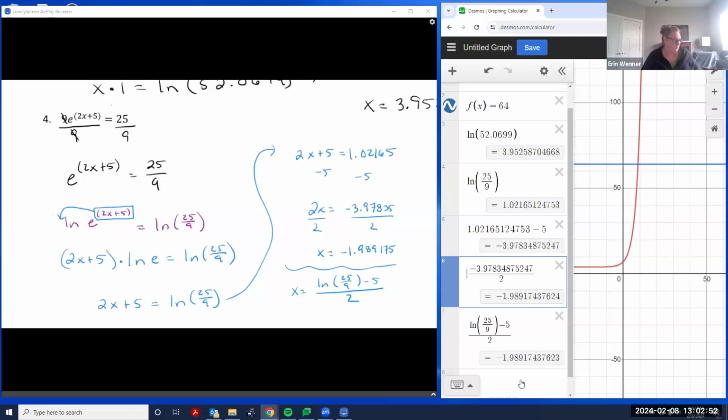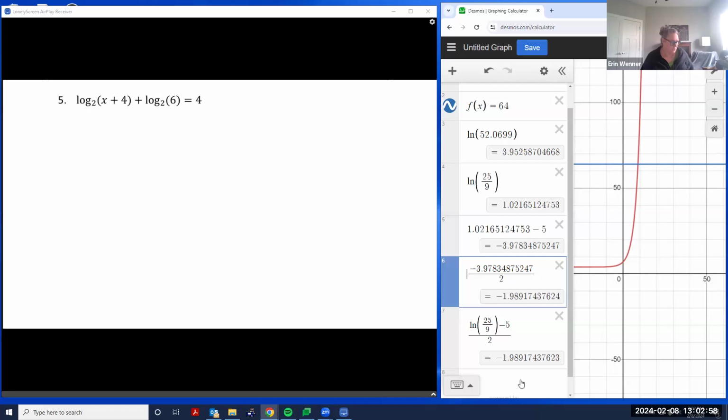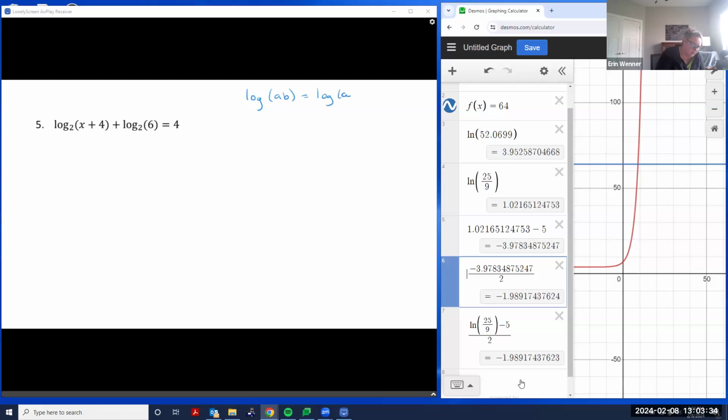Okay. We're going to do one more algebra solving problem, and then we're going to get into some word problems. So this one is a logarithmic equation. And looking at this, it can feel uncomfortable as to where to start. This is an example of our product rule. If you remember from last week, we talked about the product rule as it applies to logarithms, where log of ab is equal to log of a plus log of b, right?